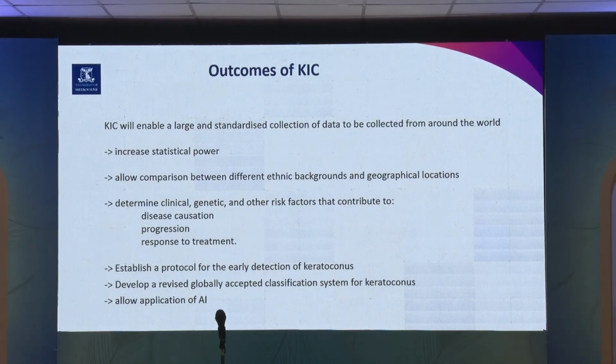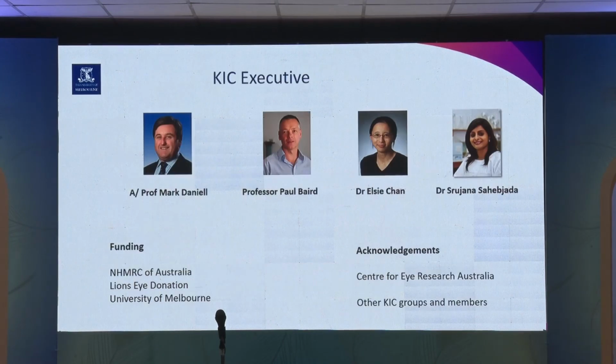So the outcome of this consortium is really to allow us to collect a large and standardized collection of patient data from around the world. It will increase our statistical power. It will allow different comparisons between ethnicities and geographic backgrounds. We'll be able to undertake clinical, genetic, and other risk factor information studies, such as looking at disease causation, progression, and response to treatment. And hopefully we can better define early detection of keratoconus and a universally accepted classification system. And also all of this data can be fed into AI applications in the future.